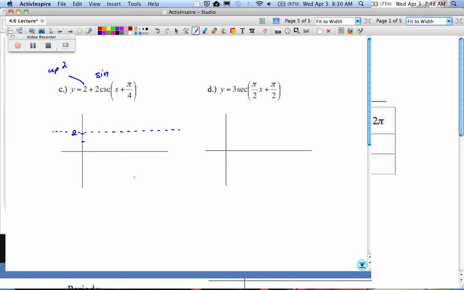Okay, so you're going to the phase shift. When you do the phase shift, you set that quantity equal to 0. And I'm going to switch it to a red color just to indicate, hey, this is not normally where the first one goes, but because of the phase shift, we went to the left pi over 4.